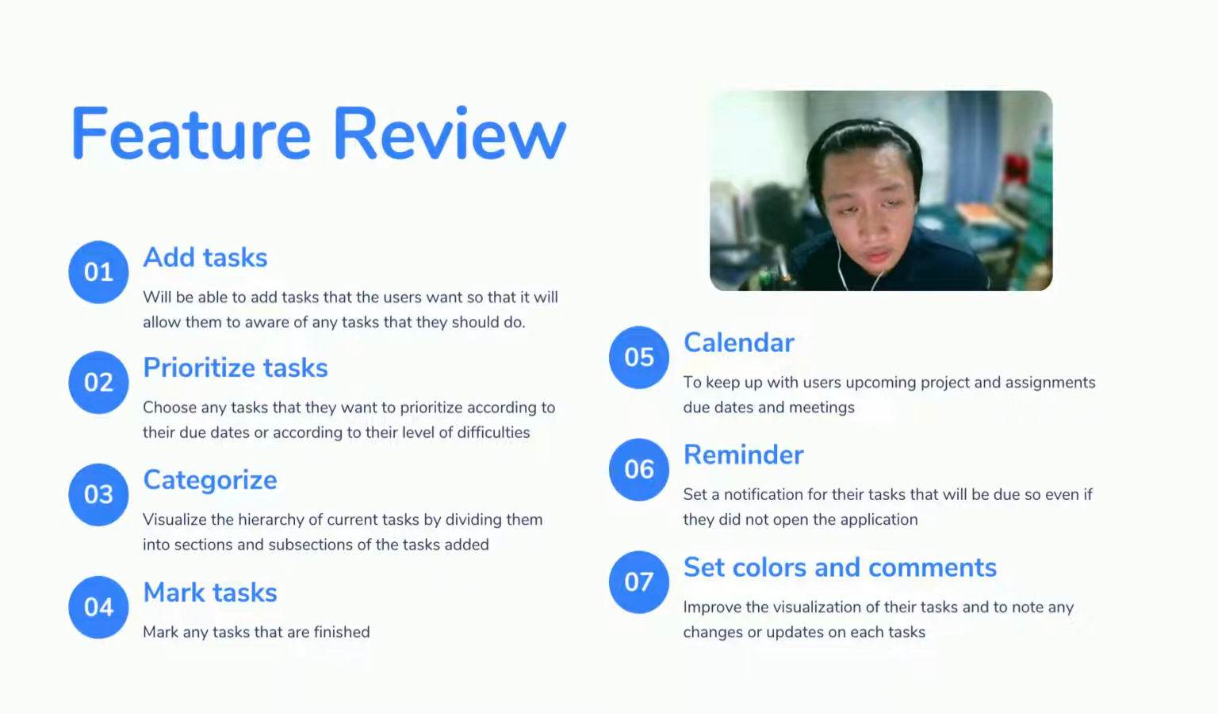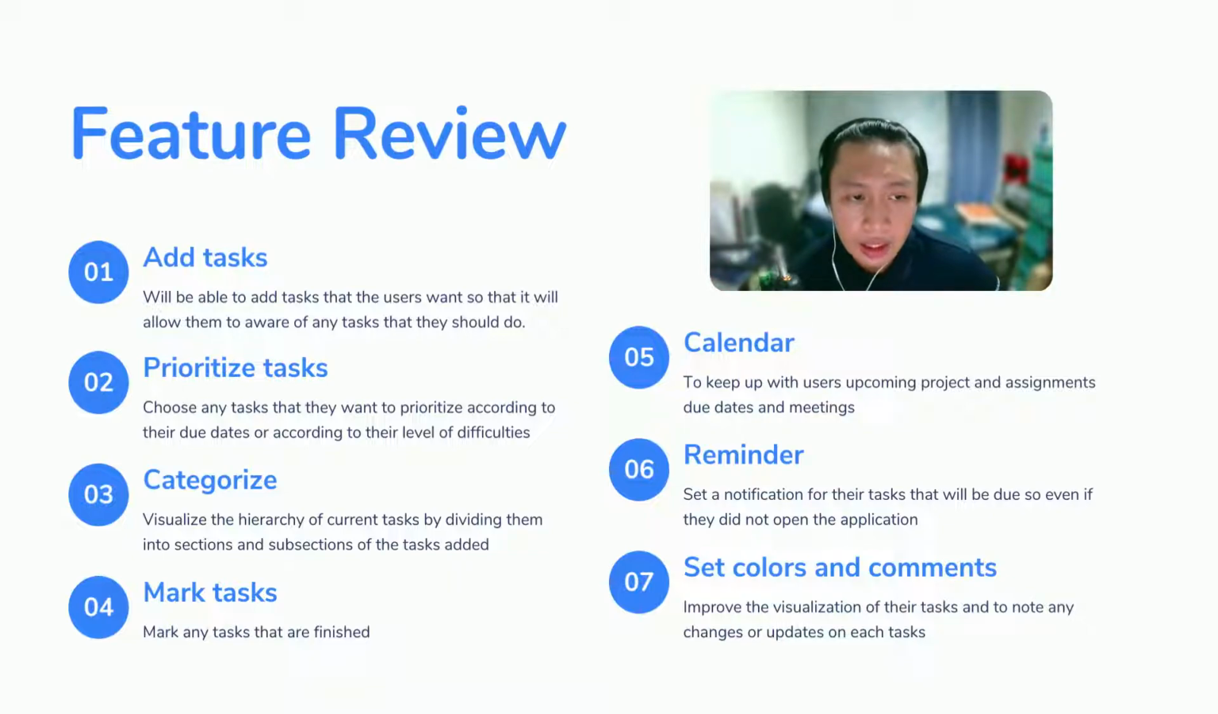After conducting several interviews with targeted users and doing the comparison of similar features on each of the existing methods and tools, the proposed application will be able to add tasks that the users want to. It will allow them to be aware of any tasks that they should do. To increase the productivity and quality of work in any given task, users can choose any task that they want to prioritize according to their due dates or according to their level of difficulties.